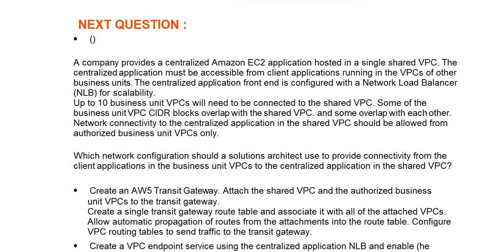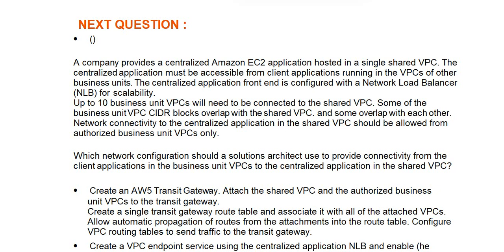Next question is, a company provides a centralized Amazon EC2 application hosted in a single shared VPC. The centralized application must be accessible from client applications running in the VPCs of other business units. The centralized application front end is configured with a Network Load Balancer (NLB) for scalability.